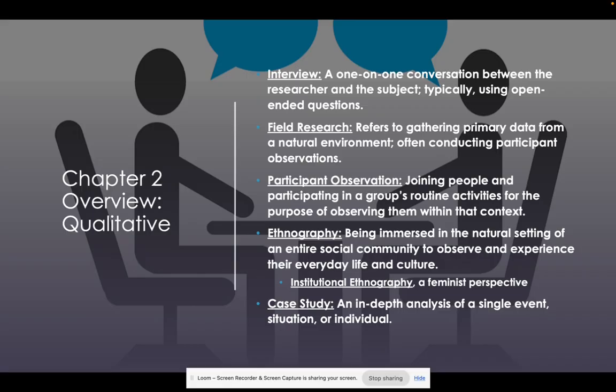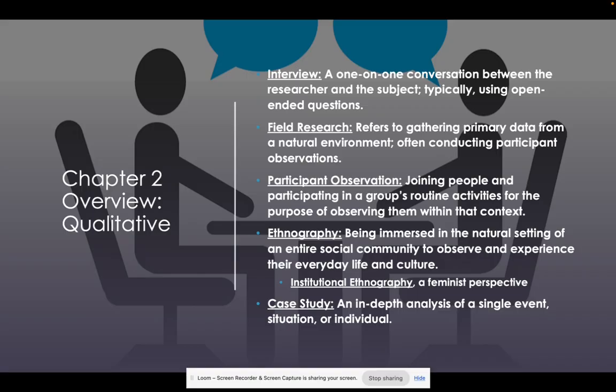Oftentimes when we think about bureaucracy, in particular government bureaucracies, there's a lack of transparency as far as why did it take so long for this restraining order to go into effect? Or why did it take so long for me to get my license renewed at the DMV? Well, if we follow quite literally the paperwork, it allows us to better understand what those processes look like. And then finally, a case study is an in-depth analysis of a single event, situation, or individual.